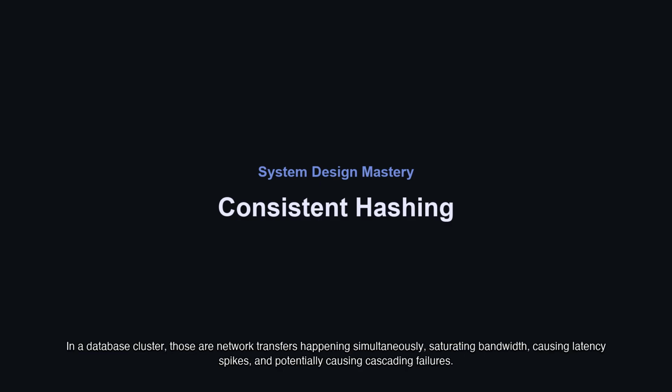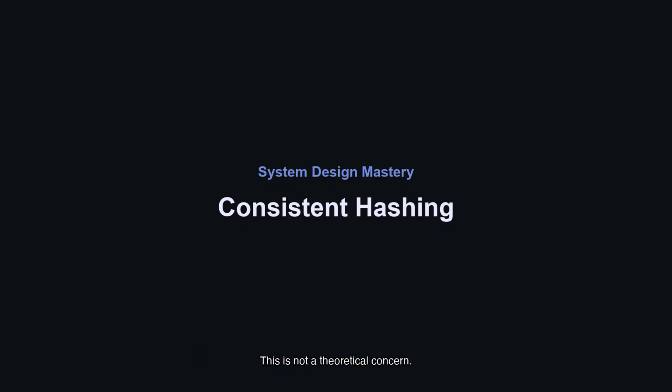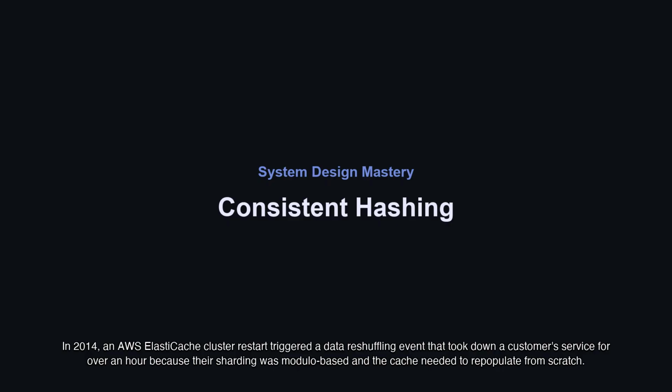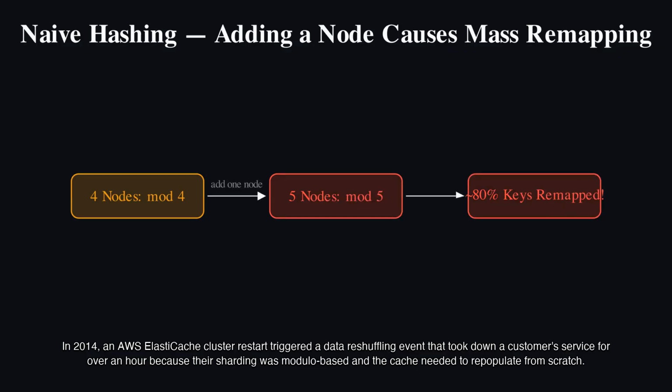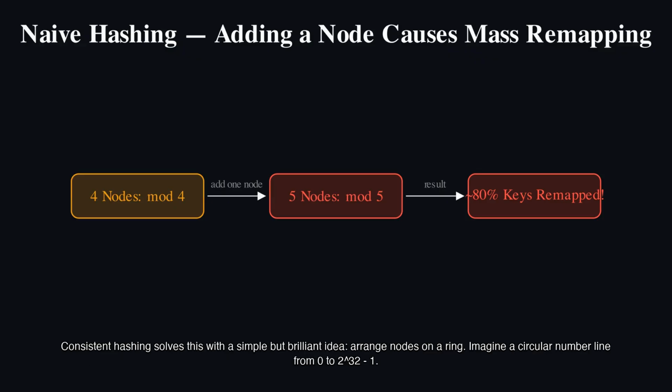In a database cluster, those are network transfers happening simultaneously, saturating bandwidth, causing latency spikes, and potentially causing cascading failures. This is not a theoretical concern. In 2014, an AWS ElastiCache cluster restart triggered a data reshuffling event that took down a customer's service for over an hour because their sharding was modulo-based, and the cache needed to repopulate from scratch.